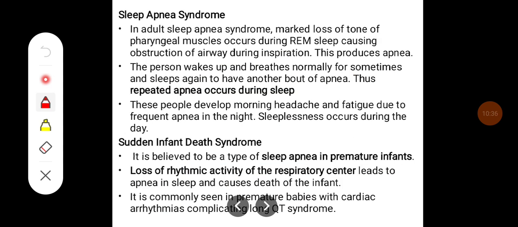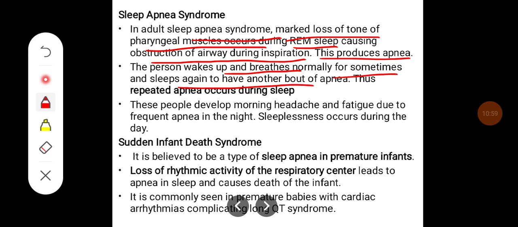Sleep apnea syndrome. In adult sleep apnea syndrome, marked loss of tone of pharyngeal muscle occurs during REM sleep, causing obstruction of the airway during inspiration. So this produces apnea. The person wakes up, breathes normally for some time, and sleeps again to have another bout of apnea. Thus, repeated apnea occurs during sleep. These people develop morning headache and fatigue due to the frequent apnea in the night. Sleepiness occurs during the day.